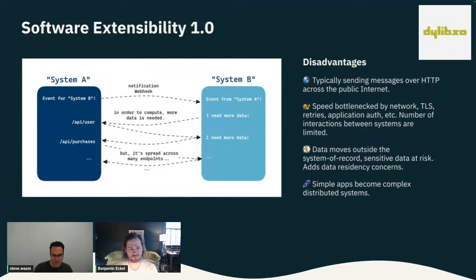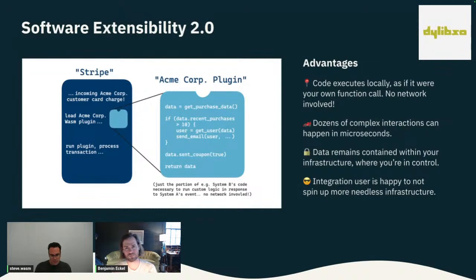And the last thing is that these simple applications, what started as maybe a SaaS app, now become a very complex distributed system where data is spread across a bunch of different systems, and the retry logic necessary and the acknowledgement of a webhook become more complicated than you may have originally thought. So that's what we're trying to focus on. What is software extensibility 2.0, and how can we take advantage of new technology to unlock capabilities that just weren't possible before?